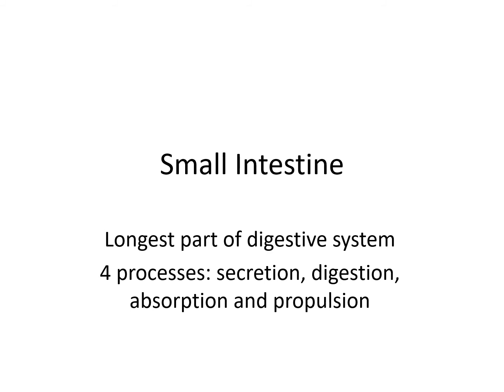Okay, so let's talk about the small intestine. It's the longest part of the digestive system. It's only called small because it's a small diameter. And it has 4 important processes: secretion, digestion, absorption, and propulsion.